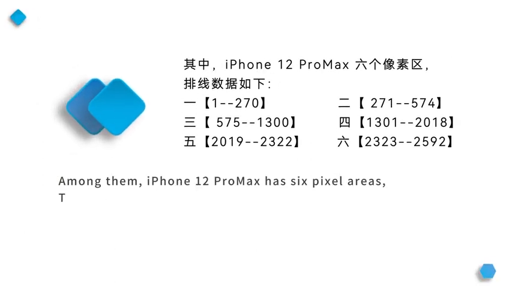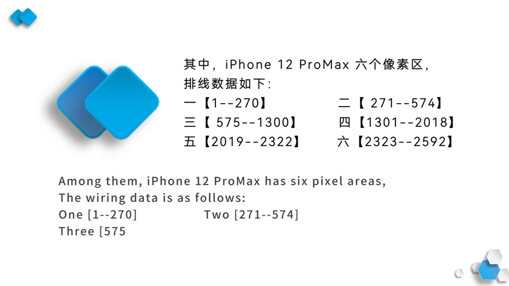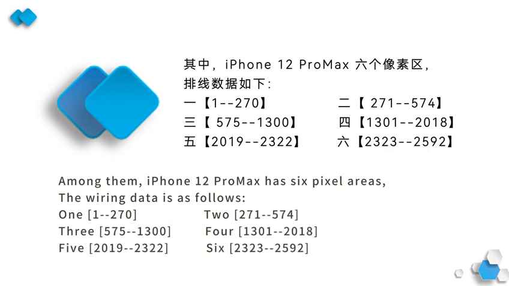iPhone 12 Pro Max has 6 pixel areas. The wiring data is as follows. 1: 1 to 270, 2: 271 to 574, 3: 575 to 1300, 4: 1301 to 2018, 5: 2019 to 2322, 6: 2323 to 2592.